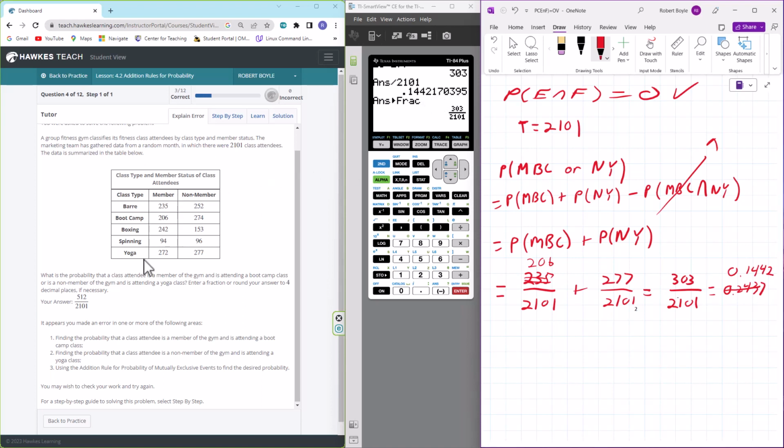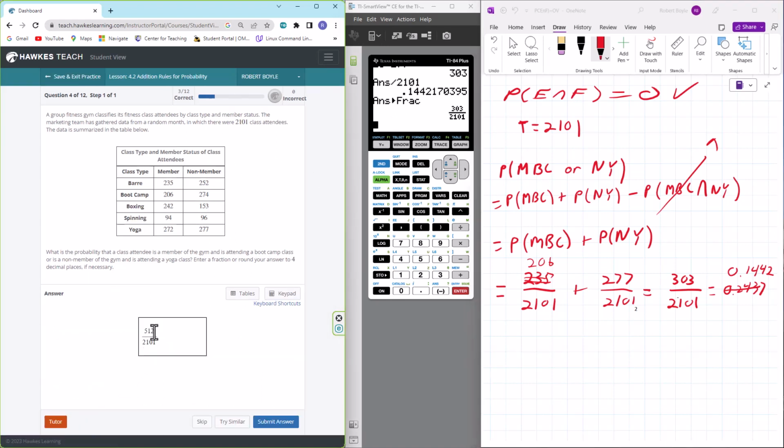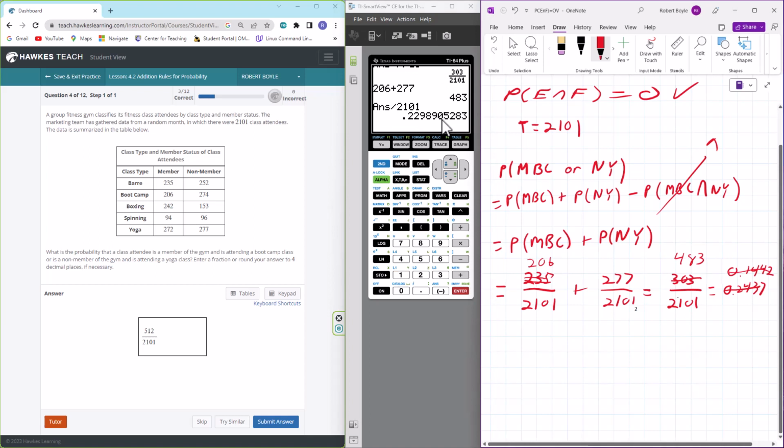So let's see if that works. Let me go back to practice. Change this to 303. Wait a second. That can't be 303. Oh, I forgot the 0 there, so I need to do this all over again. So 206 plus 277 is 483 divided by 2101, and that should give us 0.2299. So let's see if that's right. 483.